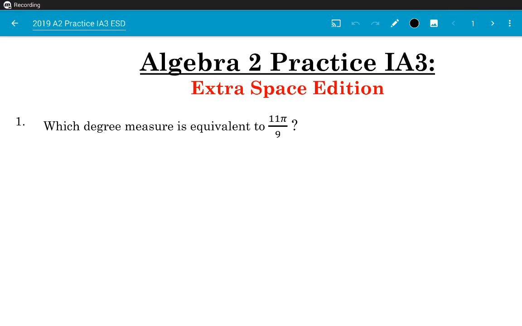Okay, welcome to the video going over the Algebra 2 Practice IA number 3. Now I'm going to be using a different version of this handout. I've given myself extra space just to make it easier to use for the video. You're going to need loose leaf. Now let's go over some ground rules.